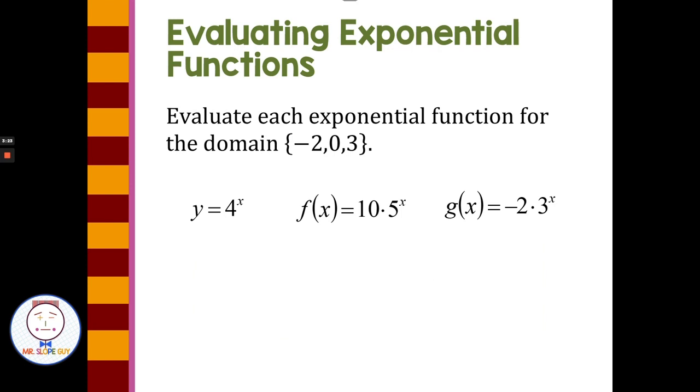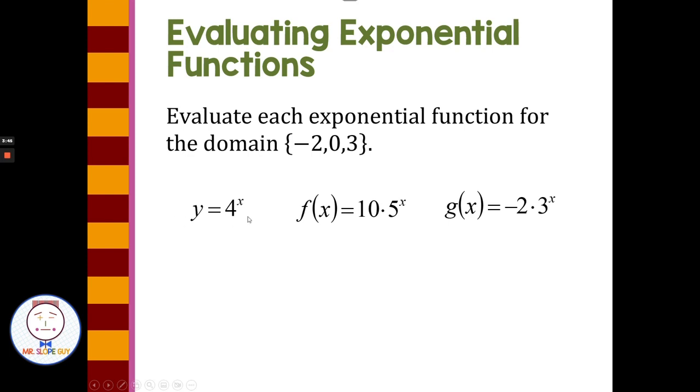All right, so let's go through and take a look at these. We have evaluate each exponential function for the domains of negative 2, 0, and 3. And then we have 3 different functions. We have y equals 4 to the x power. We have f of x equals 10 times 5 to the x. And we have g of x equals negative 2 times 3 to the x power.